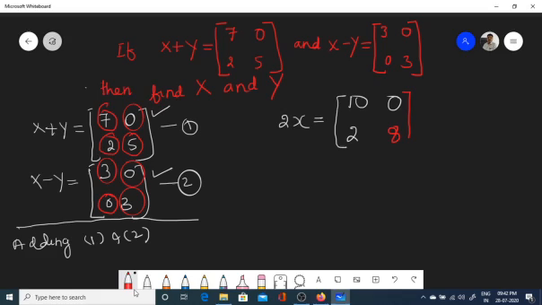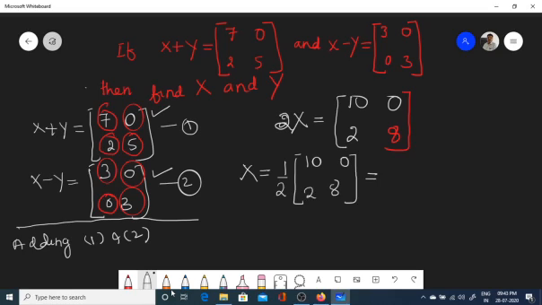Sorry, this is not small x, this is capital X. It is a matrix. So therefore X is equal to the whole matrix divided by 2. So that can be written as 1 by 2 into 10, 0, 2, 8. So this we can write as a scalar multiplication of matrix 10, 0, 2, 8 by 1 by 2. So multiplying all the elements by 1 by 2.